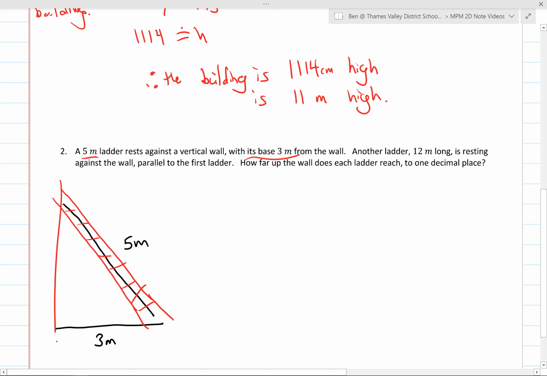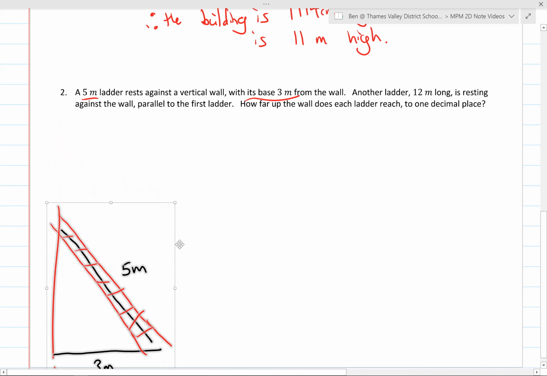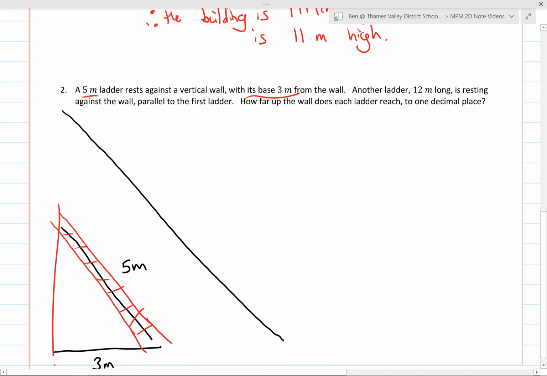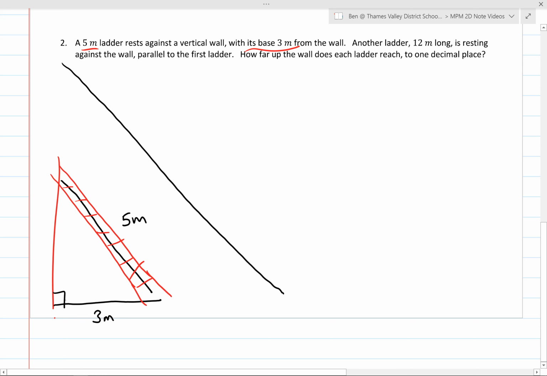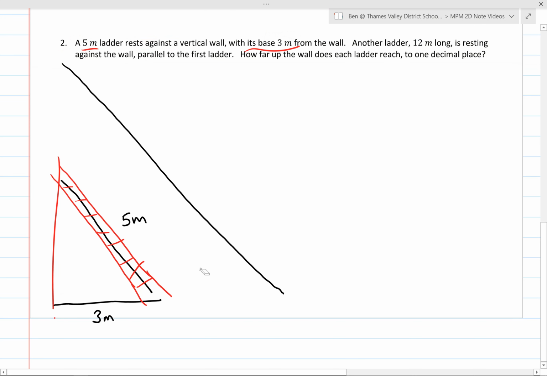Another ladder, 12 meters long, is resting against the wall parallel to the first ladder. Well, we need a bit more space here now. If it's parallel to the first ladder, then it's going to be something like this. They'll both have a right angle inside, and let's change up our color here. It might be a little bit easier to see what's going on.